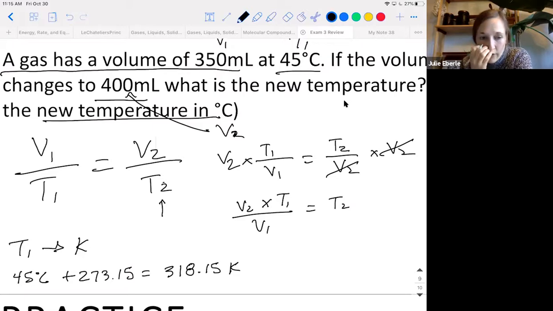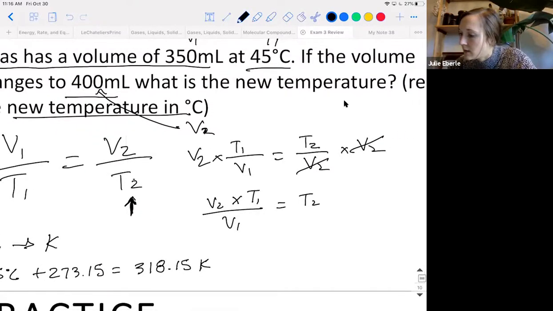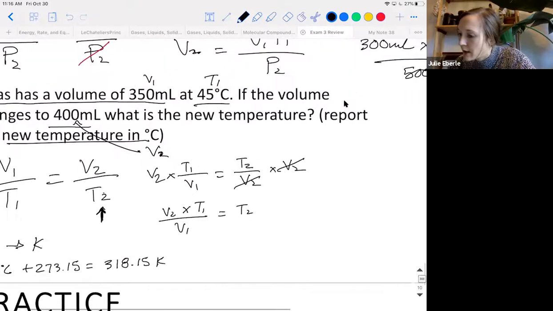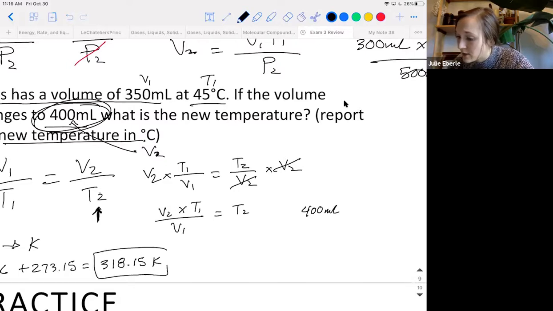So the note here is if you're trying to solve for something that is in the denominator, here T2 is on the bottom, just flip the whole equation, okay? Make sure you flip it, and get everything written correctly. And then it's usually much simpler to cross multiply or cross divide, rearrange the equation the way you need it. And now we can plug everything in. V1 goes on bottom now. So what is V2? V2 is 400 milliliters. So 400 milliliters, because we're doing V2 times T1, and we've got to use the Kelvin.